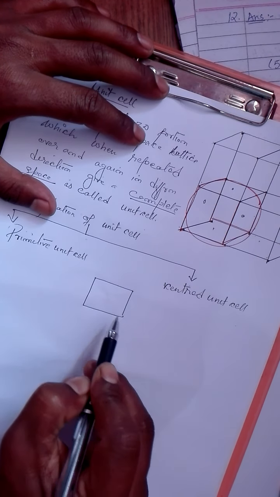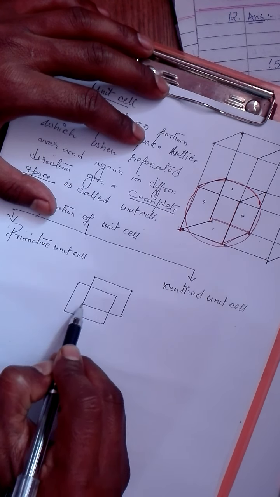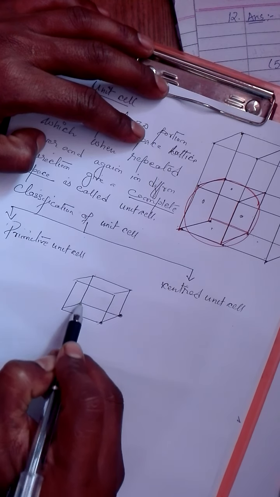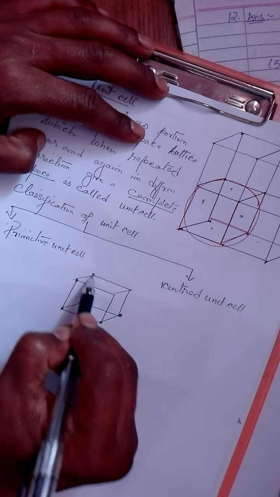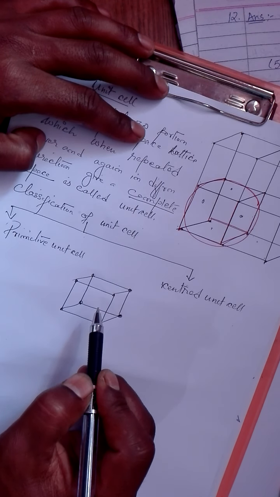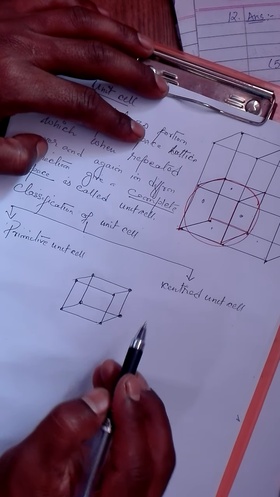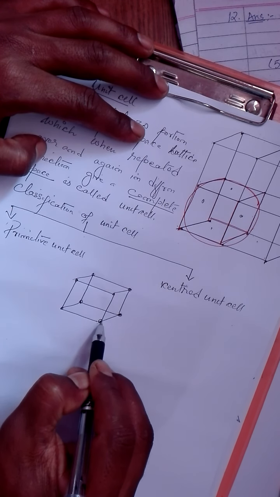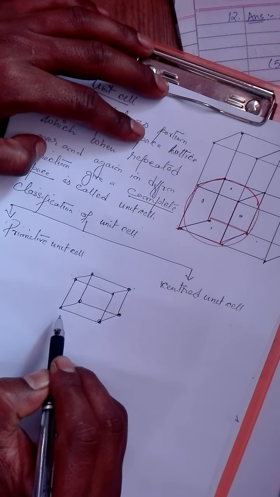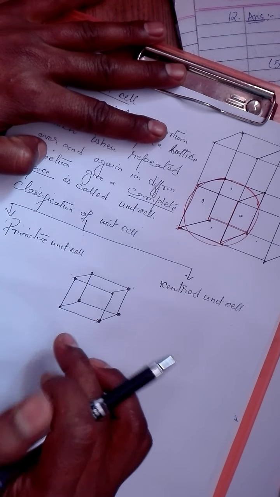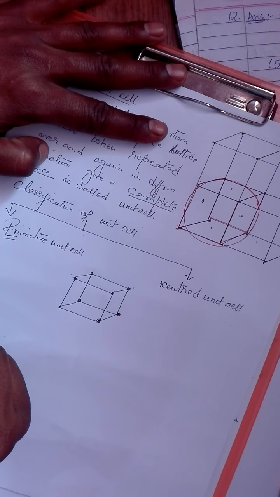In this unit cell that I have drawn here, what do you see? You will see that the constituent particles are present only at the corner, assuming that the points I have drawn here represent a constituent particle. In this unit cell, the constituent particles are present only at the corner. They are not present in any other part of the unit cell. So this type of unit cell is known as a primitive unit cell.